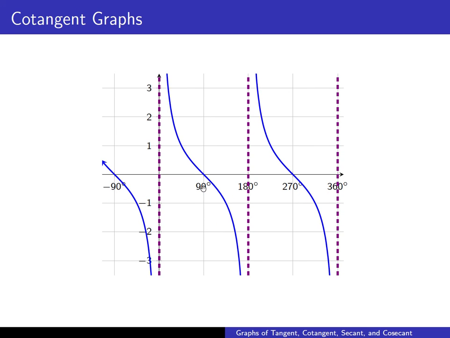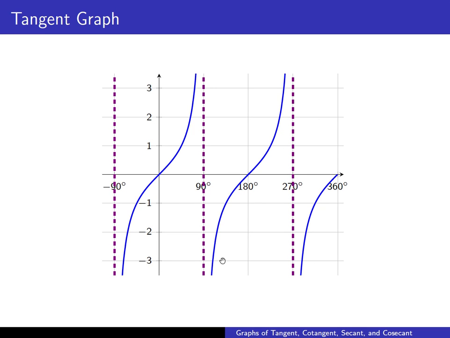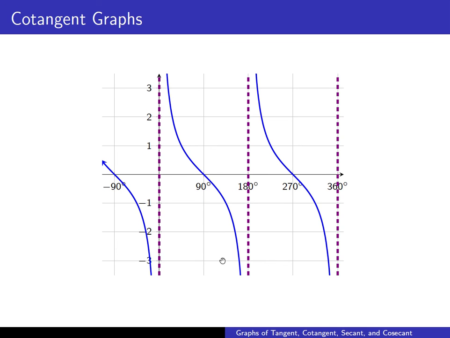Cotangent graphs, very similar. Notice the cotangent graph is going the other way, though. With cotangent and tangent graphs, I kind of liken them to half of a double helix, so a helix in, let's say, a DNA sequence. So for cotangent graphs, we have vertical asymptotes at 0 degrees or 0 radians, 180 degrees or pi radians, 360 degrees or 2 pi radians. So we have them every 180 degrees or every pi radians. With cotangent, we're going to have these vertical asymptotes.